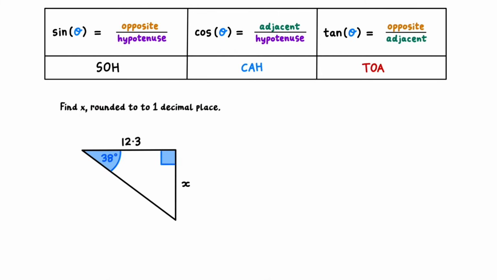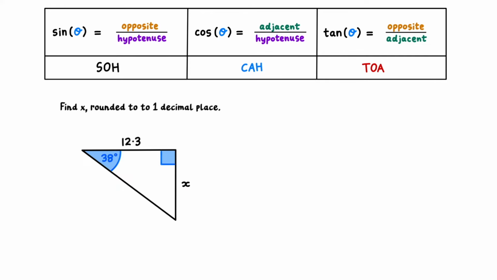Now that we have a good grasp of our three trigonometric ratios, let's see how they can be used to solve for an unknown value in a right angle triangle. In our first example, we are given an angle of 38 degrees, a right angle, and a side length of 12.3. We must find the value of x rounded to 1 decimal place.